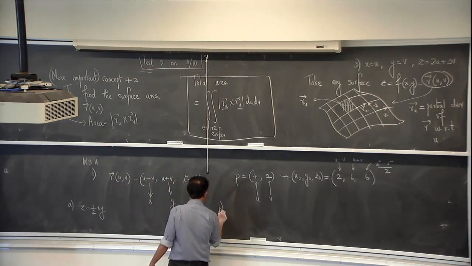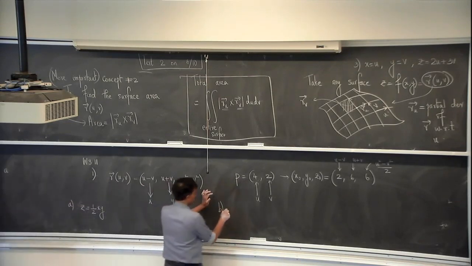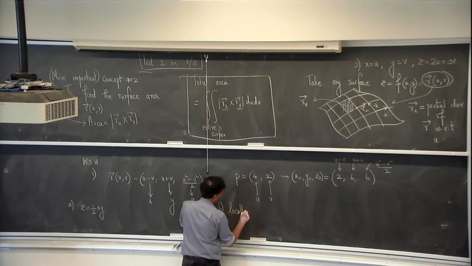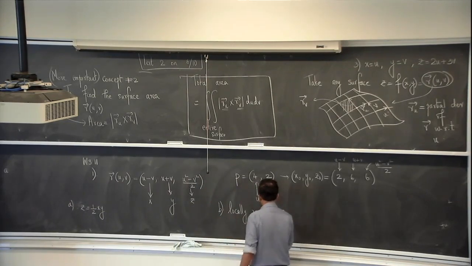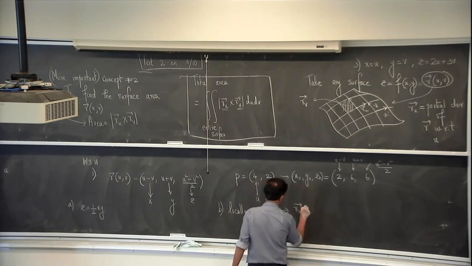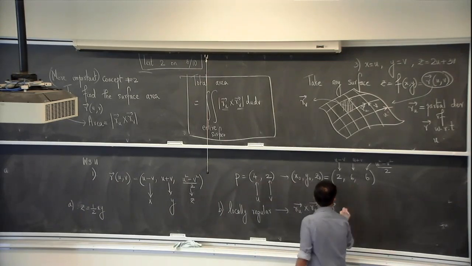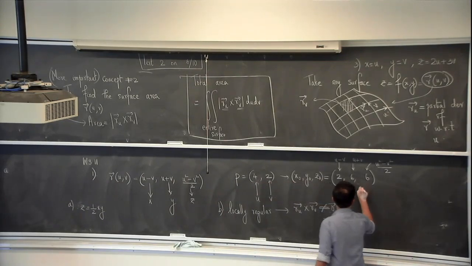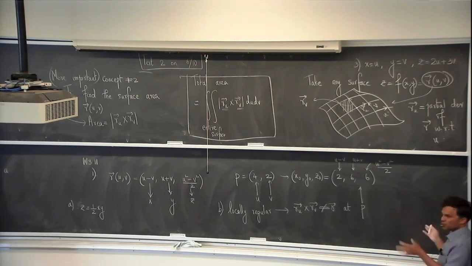Part B. Prove that the surface is locally regular, and that's where we had to find. So locally regular means that the normal vector is properly defined, that this is not equal to 0 at this point. It could be 0 somewhere else, I don't care. But right now, we just focus on that particular point, and you have to prove that this is not equal to the 0 vector.